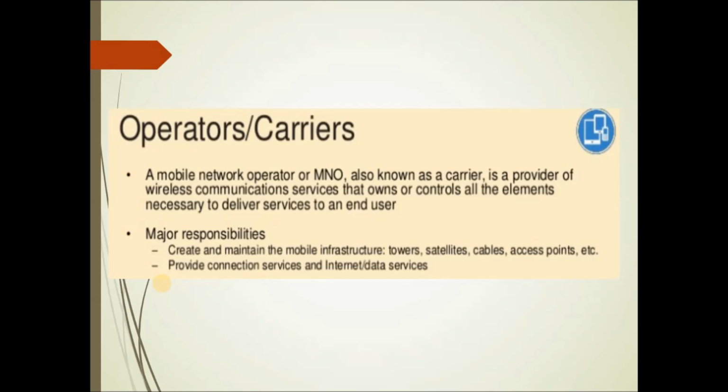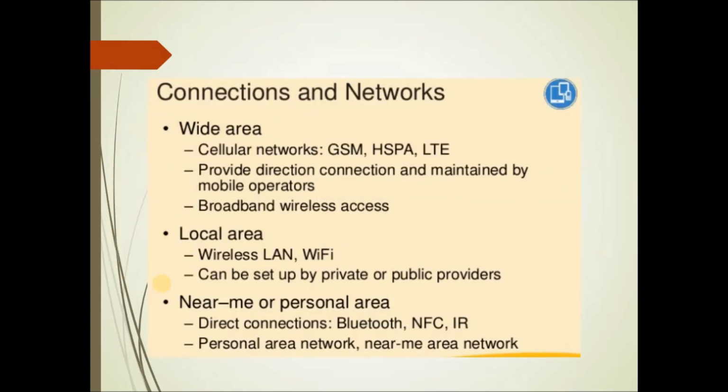Okay. So, connections and networks. Here we have the wide area network, local area network, and personal area network. You know already, right? Wide area network means it is used globally. Cellular networks provide direct connection and are maintained by mobile operators, with broadband wireless access. Local area, wireless LAN or Wi-Fi, can be set up by private or public providers near me. Personal area: direct connection, Bluetooth, NFC, IR, the personal area network or near-me area network. These are the basic things of mobile also.